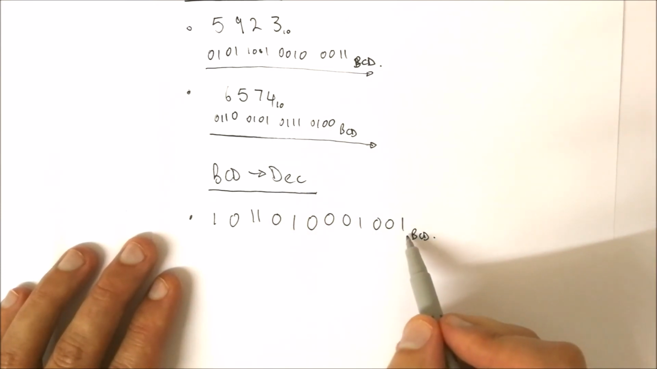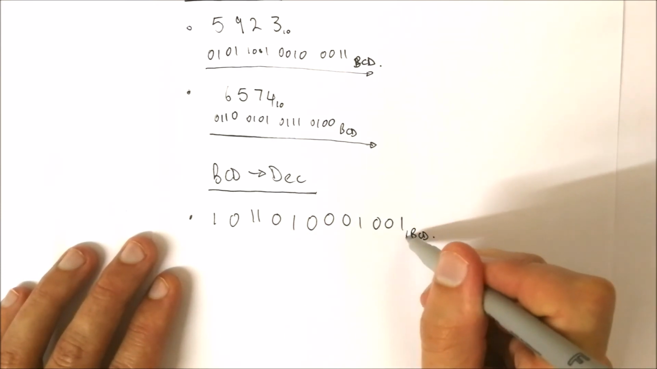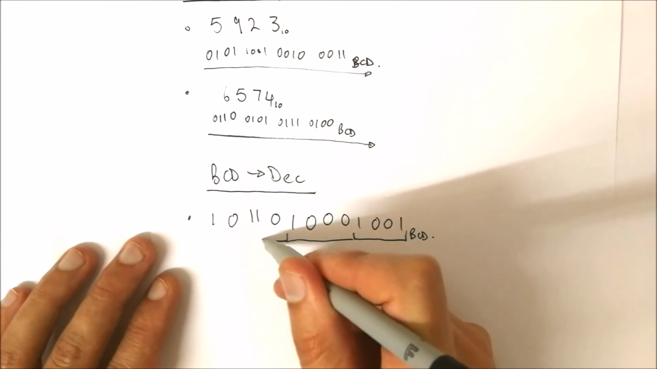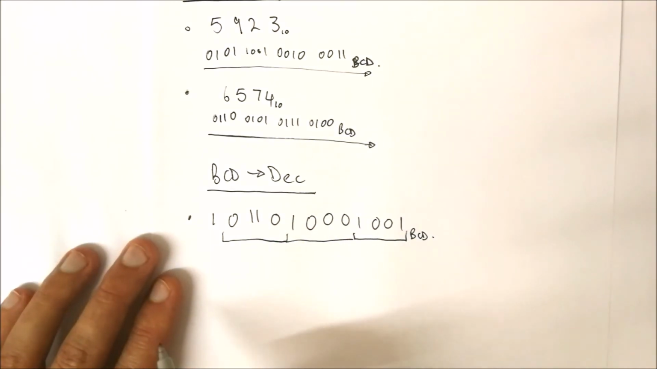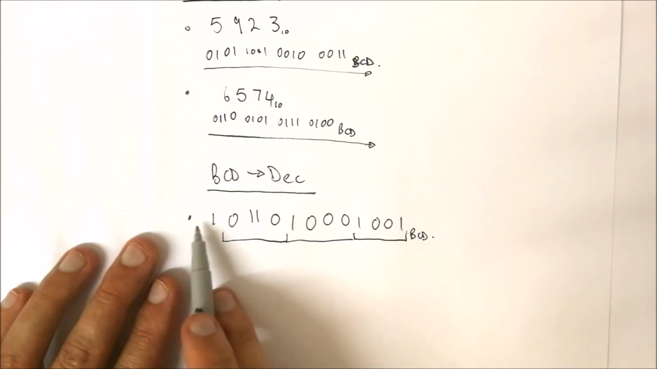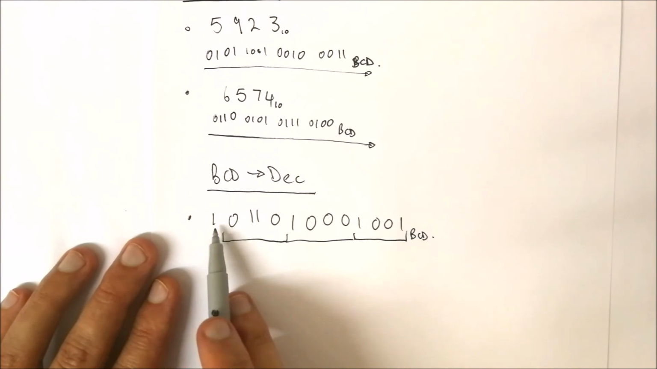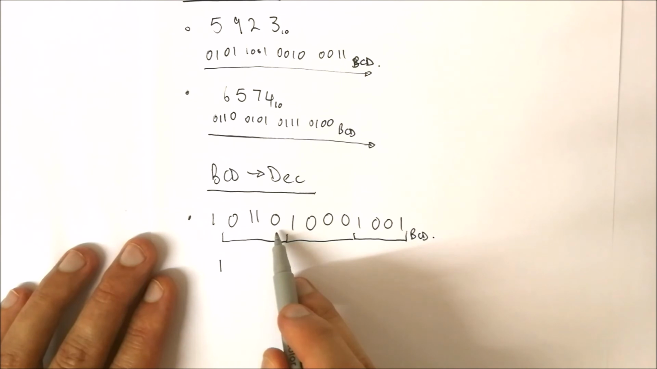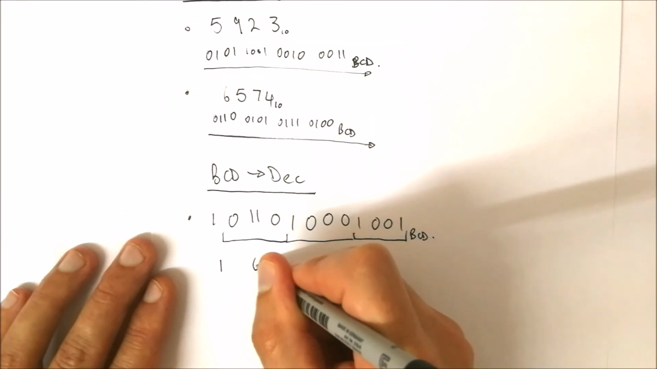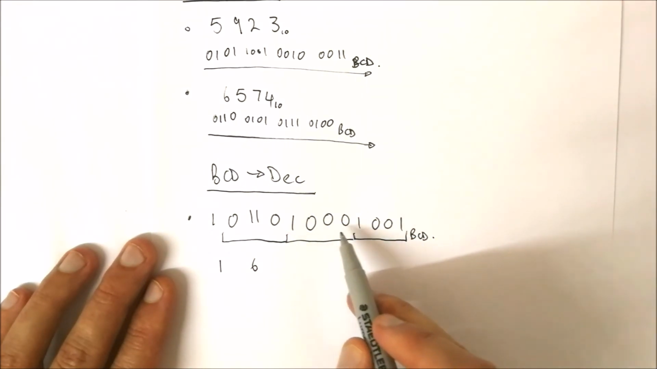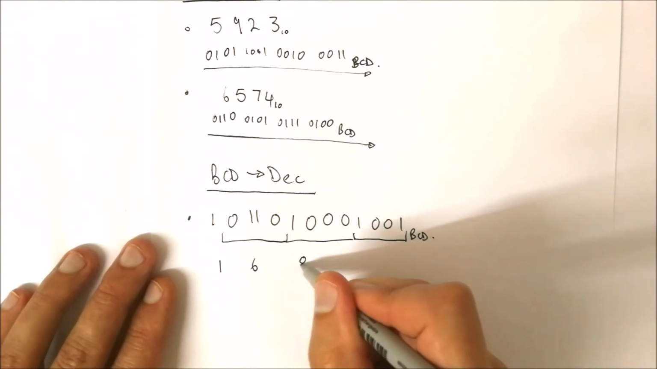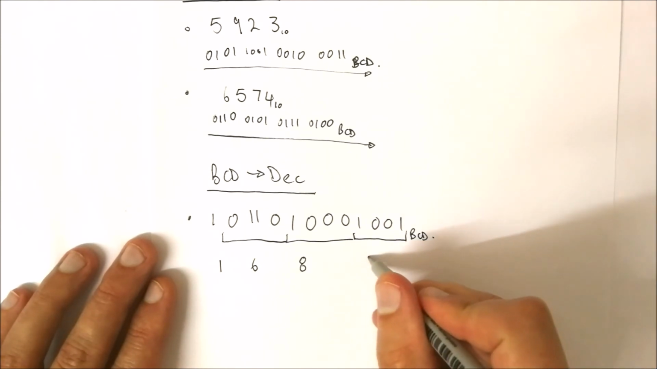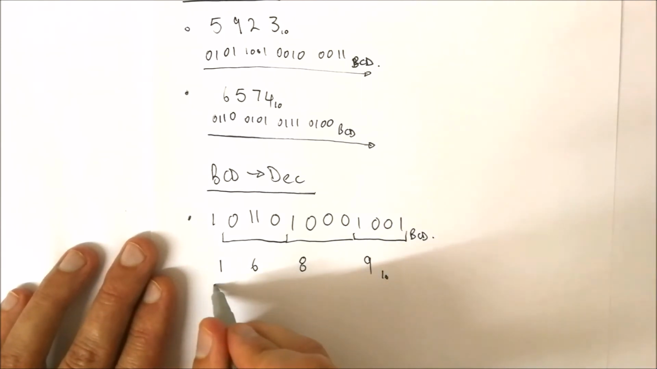Again, we're going to split it up into 4 bits. So we've got 4 bits over there, 4 bits over there, 4 bits over there, and 1 on its own. We know there are 3 zeros in front of the 1. So 0001 is equal to 1. 0110 is equal to 6. 1000 is equal to 8. And 1001 is equal to 9. That's our base 10 answer.